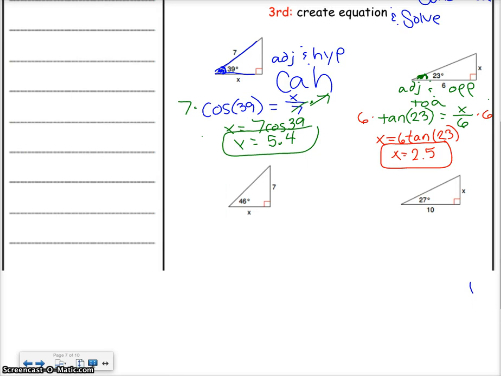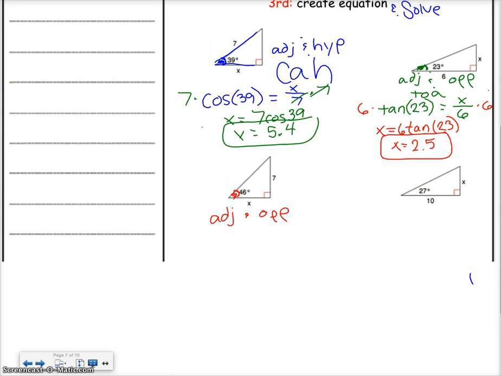Okay, the next one. Which angle am I looking at, 90 or 46? I want to say it more confidently. 46. I'm looking at the 46, and then I'm wondering which segments am I given in relation to 46. It looks like I'm given adjacent, and I'm also given opposite of 46. It's not hypotenuse, because hypotenuse is opposite the 90. So adjacent and opposite.